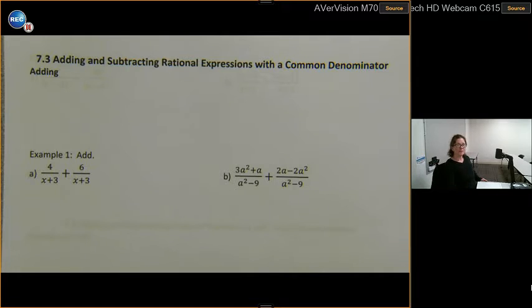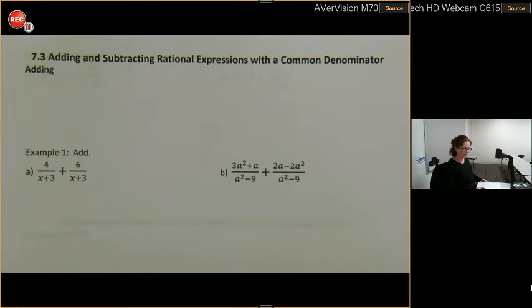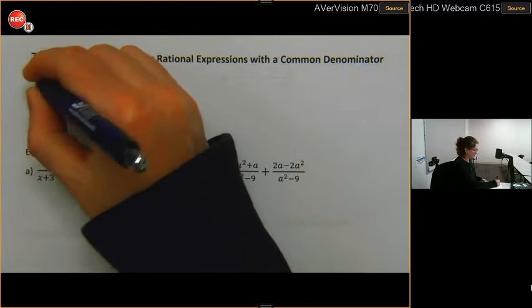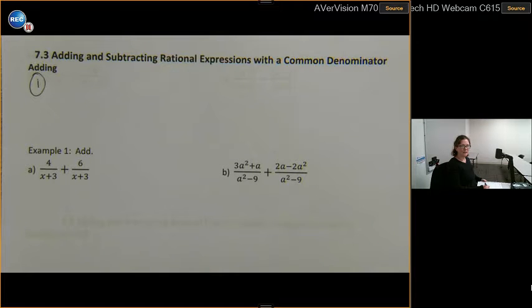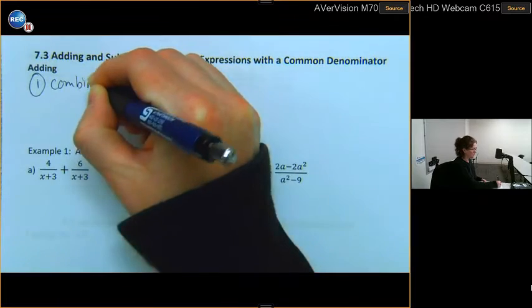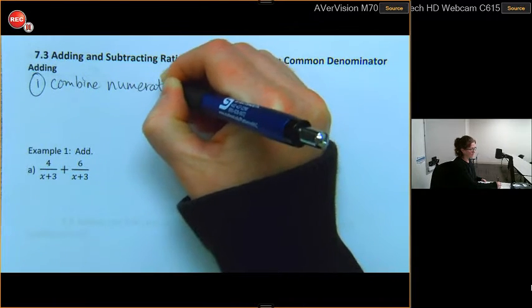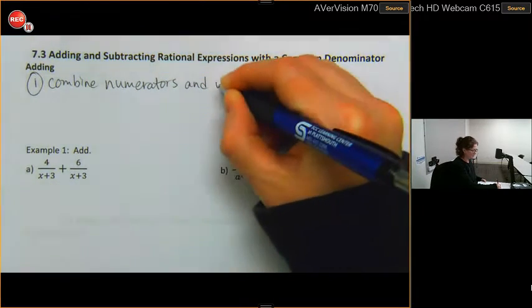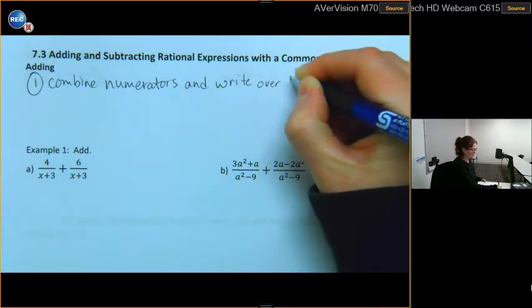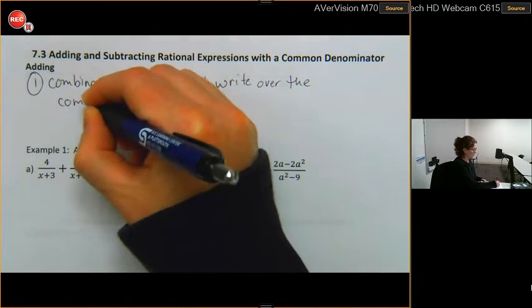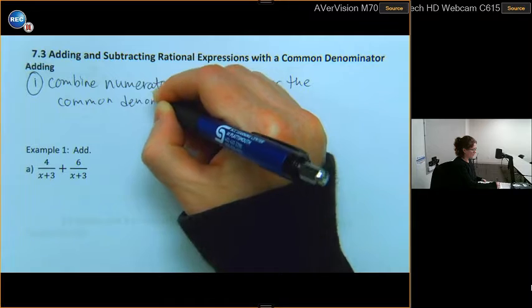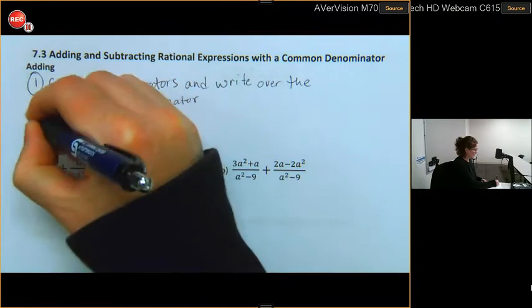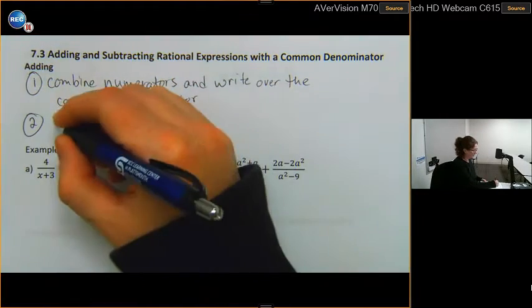Section 7.3, adding and subtracting with a common denominator. With a common denominator, that's always helpful when we have fractions. When we're adding, the first step will be that you're going to combine the numerators by adding together like terms, and you're going to write it over the common denominator. After you do that, you're going to factor and simplify.